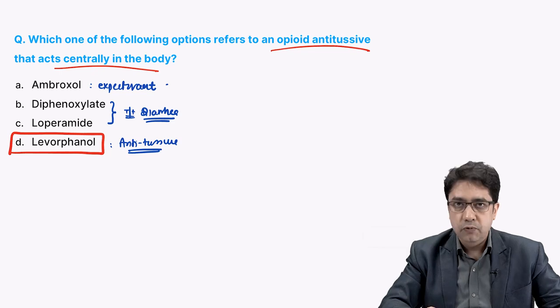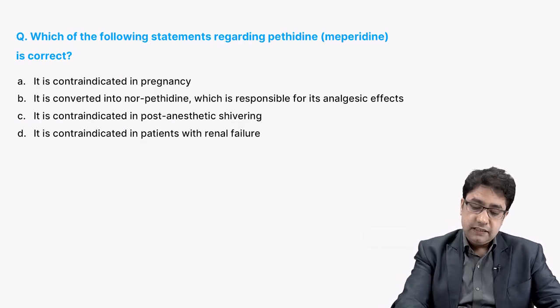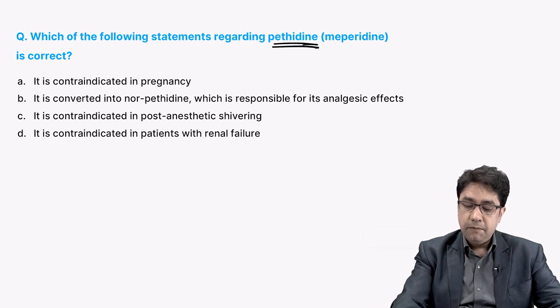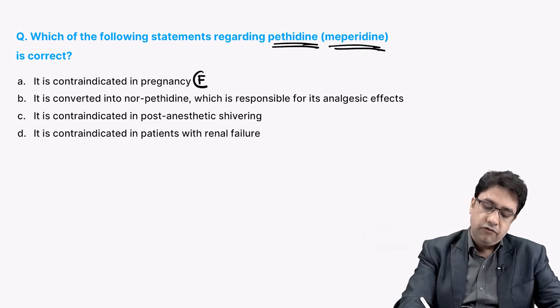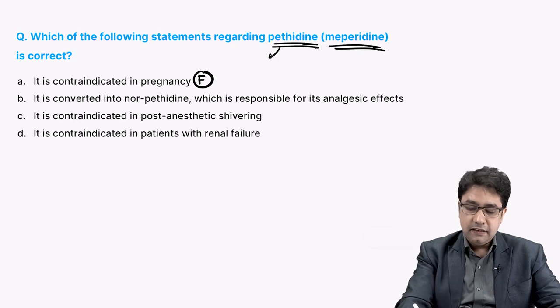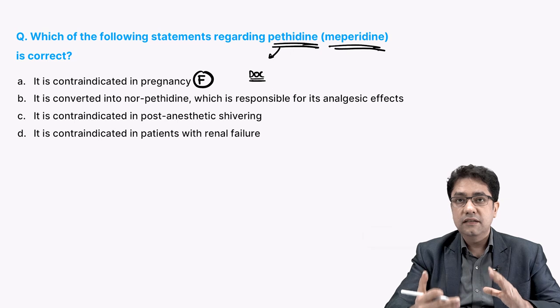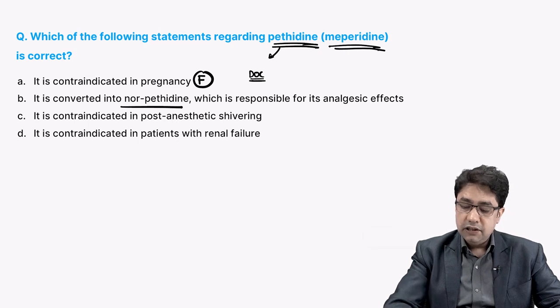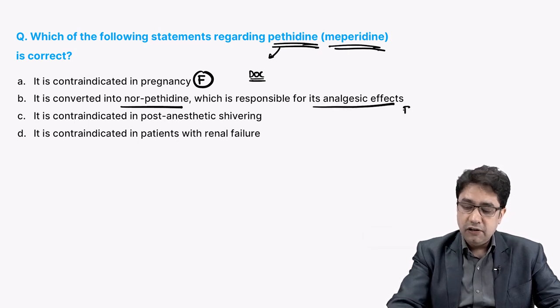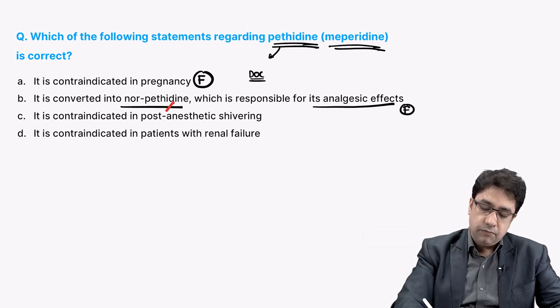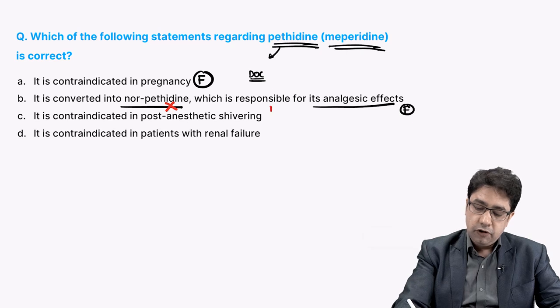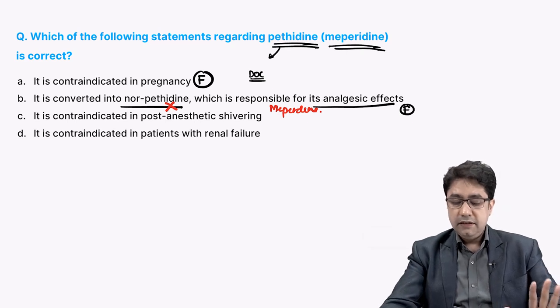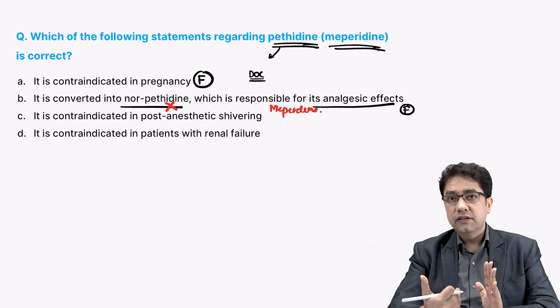Ambroxol is used in cough, but it is an expectorant drug which we have discussed in respiratory chapter. It expels out mucus. Now, which of the following statements regarding pethidine or meperidine is correct? Pethidine is contraindicated in pregnancy. False. We discussed that pethidine is rather the drug of choice in pregnancy, the safest opioid in pregnancy. It is converted into norpethidine, which is responsible for analgesic effect. False. Its analgesic effect is rather produced from meperidine, because norpethidine produces seizures.